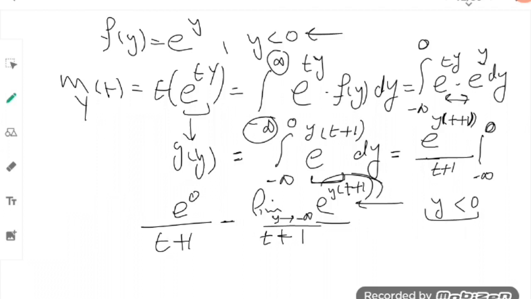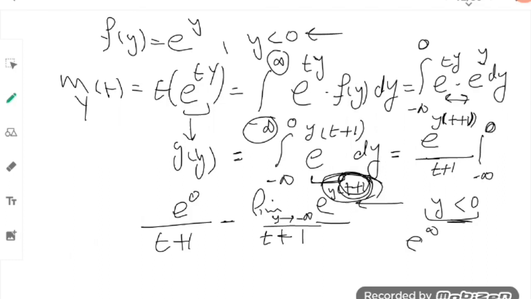What this exponent tends to: again, we have y is negative, so it always takes a negative value. So if y tends to negative infinity, if t plus 1 was a negative value, then this negative multiplied by the negative value of y means e will be raised to the power infinity. So this limit will never tend to 0.